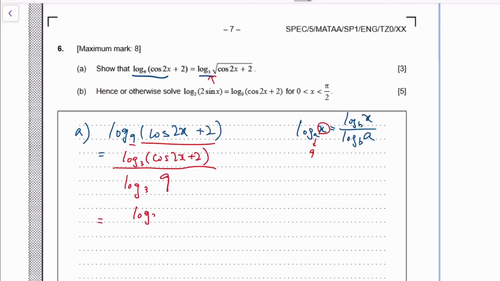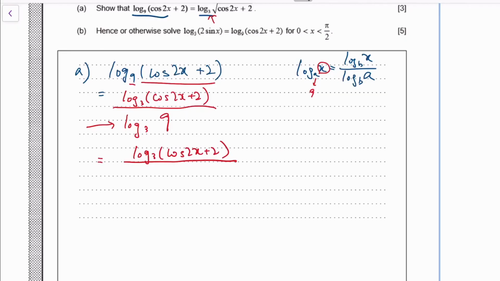Okay, then the top, there's not much we can do on the top. Then the bottom, the key is we know the value of log 9 base 3. What's log 9 base 3? Well, it's 2, right?